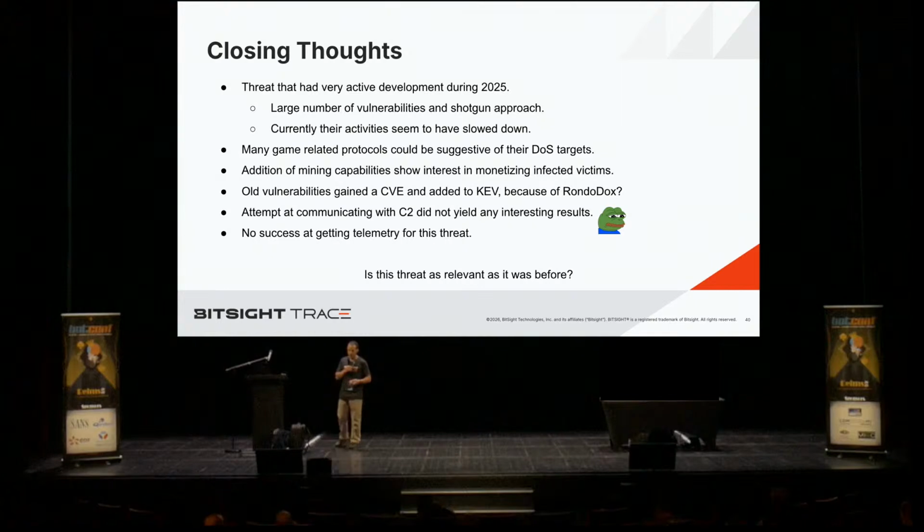One interesting thing is they were using very old exploits. I think one of them was from 2014, but it had no CVE. What we saw was that there were a couple of these examples where during 2025, they actually got a CVE, and they were added to KEV by CISA. Because the KEV lists known exploited vulnerabilities, this could be related to RondoDox, because it was causing a lot of noise. It's quite nice that they were able to get old vulnerabilities a CVE.